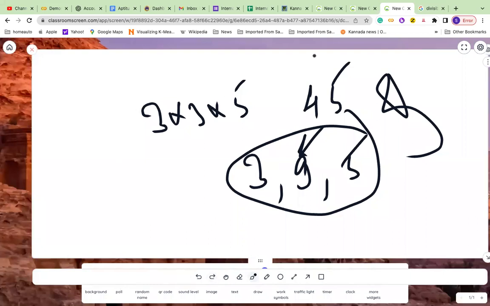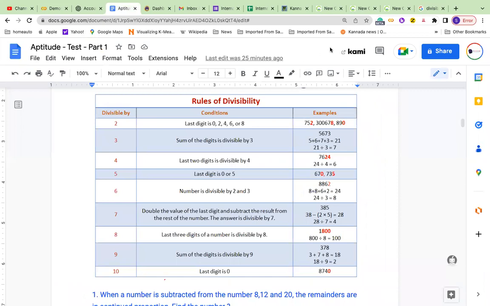Once you know the basic things, then you can multiply and get into more. So now we looked into 5, we looked into 6, we looked into 8, 9 and 10. So what is left out actually? 7. Since 7 is a prime number, you have to try out by dividing. So how should we divide actually? Double the value of the last digit and subtract the result from the rest of the number. If the answer is divisible by 7, the number is divisible. So for example, 385.